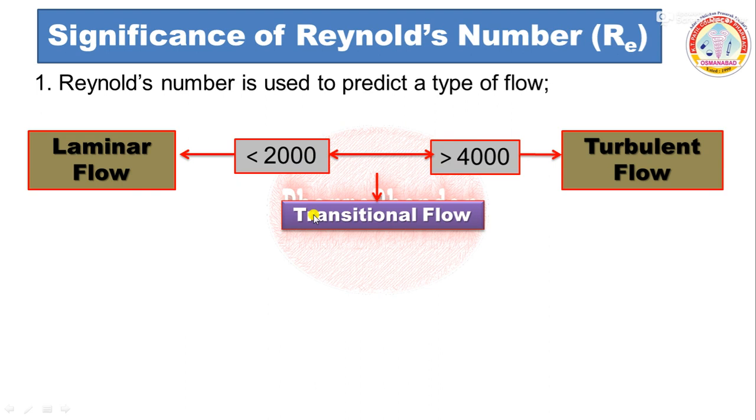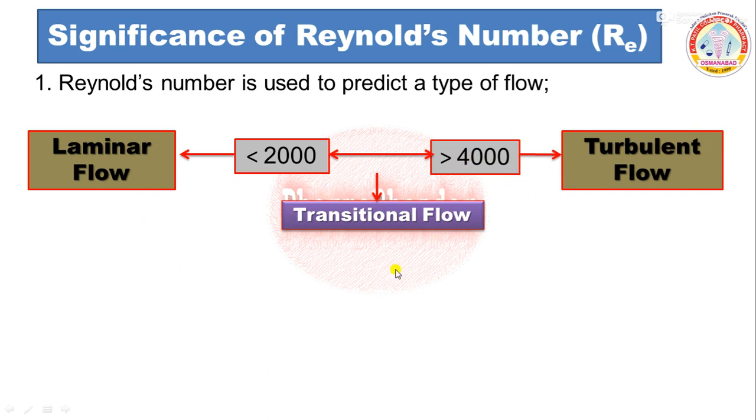For example, how does the Reynolds number predict the type of flow? If the Reynolds number of a particular liquid is 5000, that means the type of flow produced in that particular liquid is turbulent. Why? Because this 5000 is greater than 4000. This is the prediction.